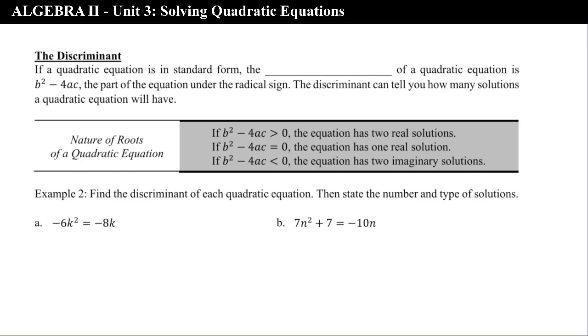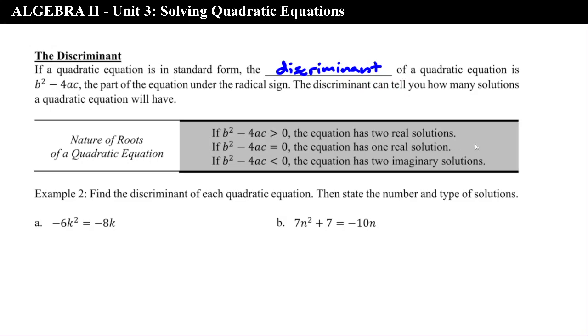So as I just mentioned, what's under the square root gives you some information about how many solutions you're going to have. And we saw that with some of the examples that we just did. So if a quadratic equation is in standard form, the discriminant of a quadratic equation is what's under the square root, the b squared minus 4ac. That part under the radical sign can tell you how many solutions a quadratic equation will have.